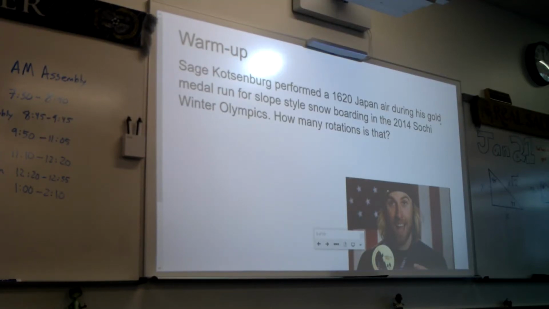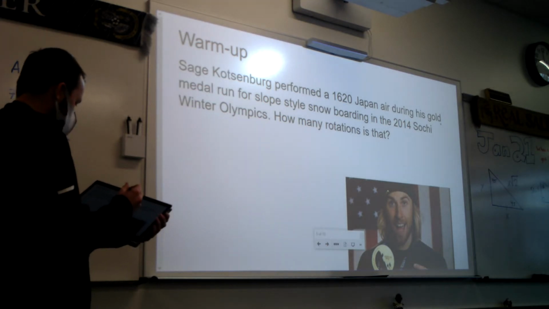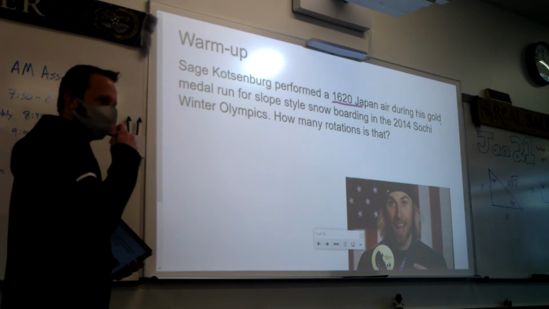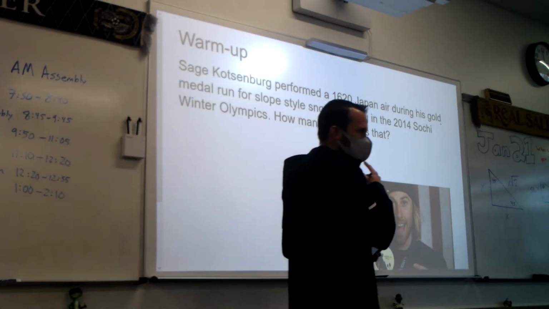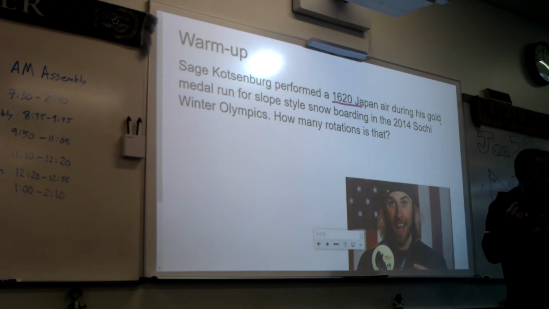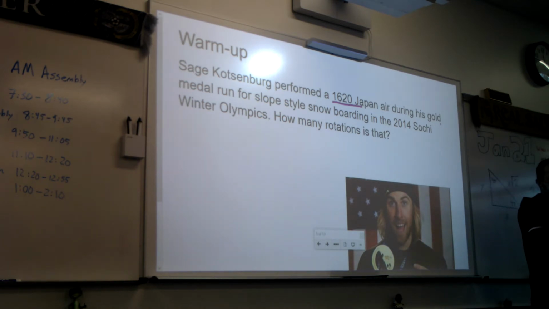Alright guys, so you've had a little bit to think about this. If this guy, Sage Kotsenburg, does a 1620 Japan Air, what does that 1620 mean? Is that the degree? That is the degree of his total rotation. So how could we figure out how many rotations that was? Divide by 360. Yeah, what is one rotation?